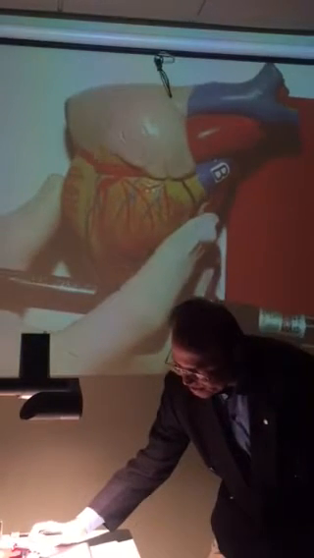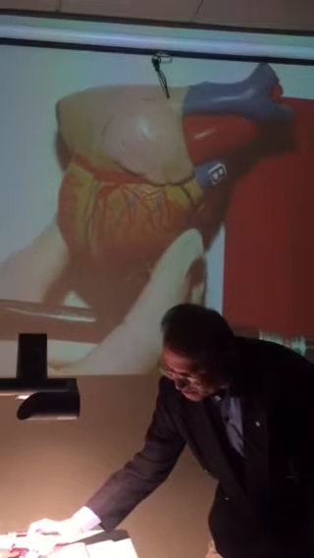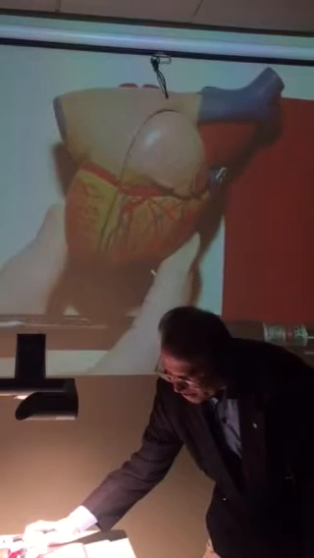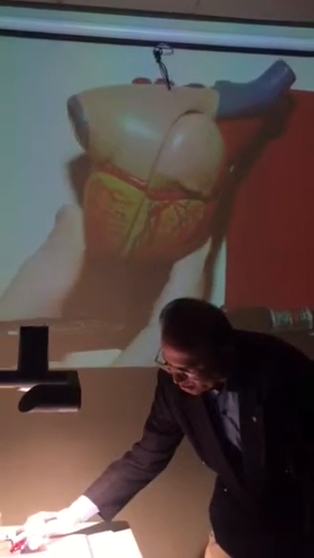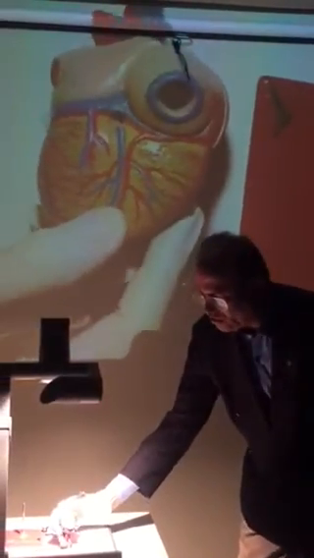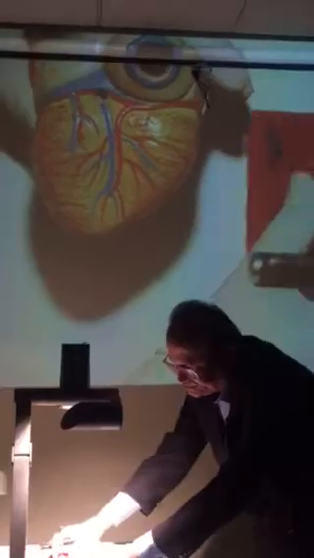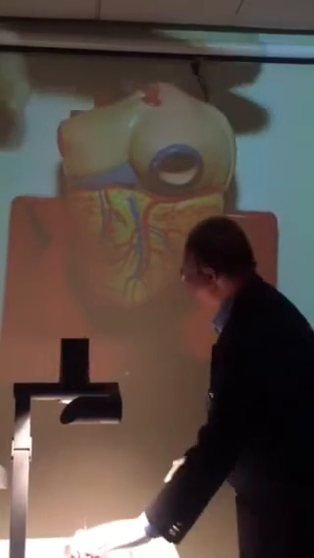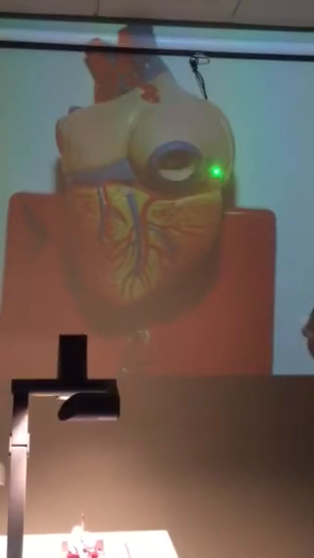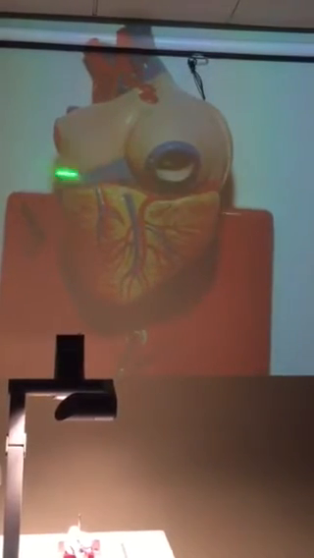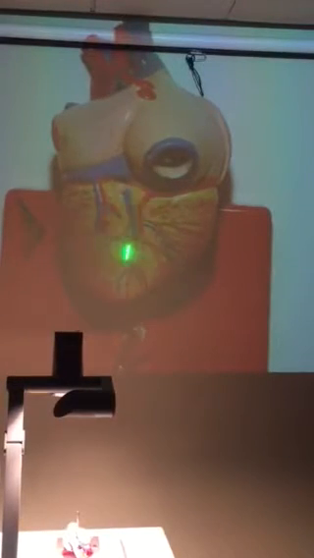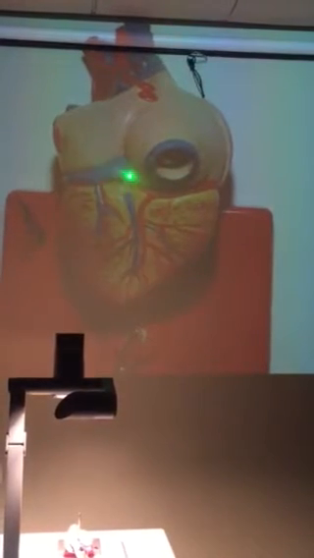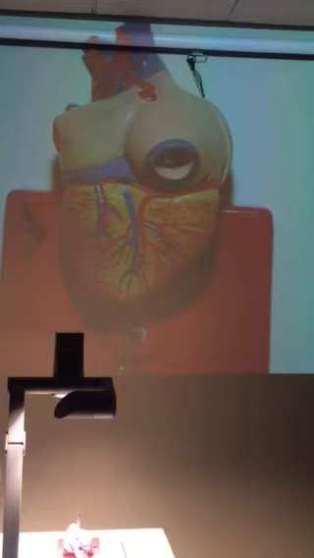And now I am turning the heart. You see coronary sulcus continuing, containing the right coronary artery. Okay, I'll go at the back. So you see now the coronary sulcus at the back. And what is this groove? Posterior interventricular groove. Okay, very good.